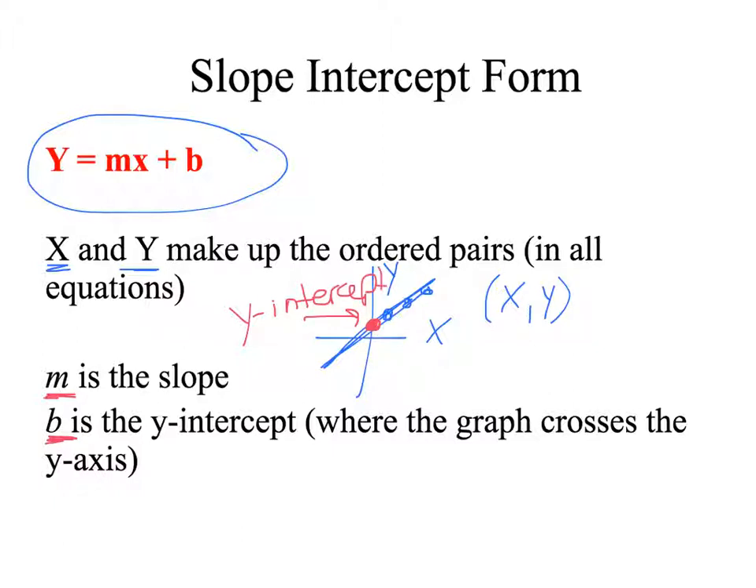And there's two ways to find slope. Slope could be rise over run, and that's how you're going to find it if you have a graph, or you could use y2 minus y1 over x2 minus x1.